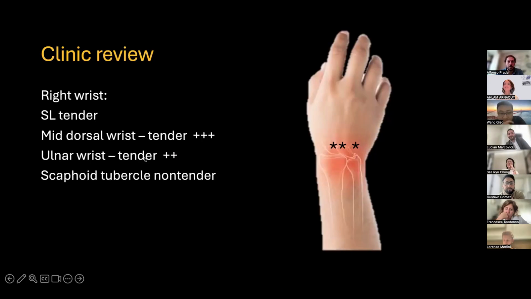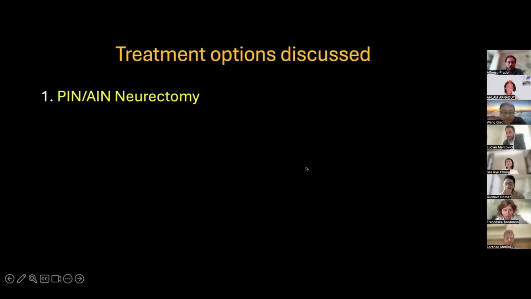So we started some conservative treatment. Then she had a second visit with us. At this moment, she has tenderness around the SL region, the mid dorsal wrist, even the ulnar side of the wrist. The scaphoid tubercle at this time is not tender. Then, based on her symptoms and MRI, she was offered a few options for surgical treatment.